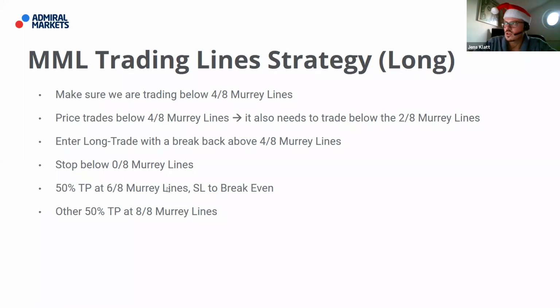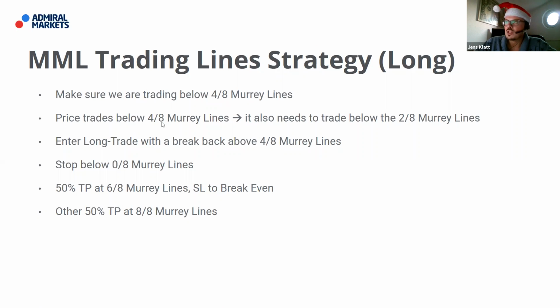Now I want to give you step by step some thoughts on how to use Murrey Math lines when it comes to a trading strategy. And then we want to go through an actual example here from the GBP/USD I just presented several minutes earlier. So what we do is, first of all, we have to make sure that we are trading below the 4/8 Murrey line in this case. 4/8 again is something we refer to as the major support, respectively major resistance line. So we make sure in a long example here that we're trading below this major support line.